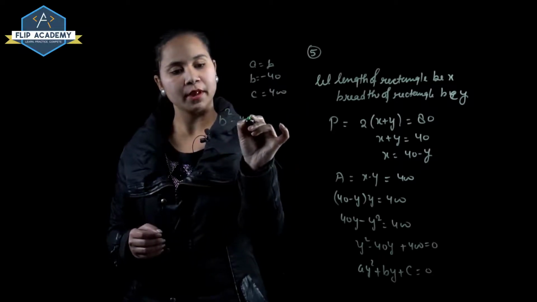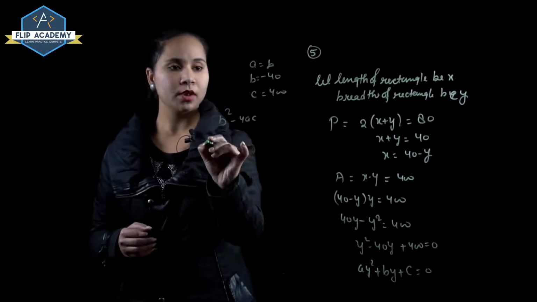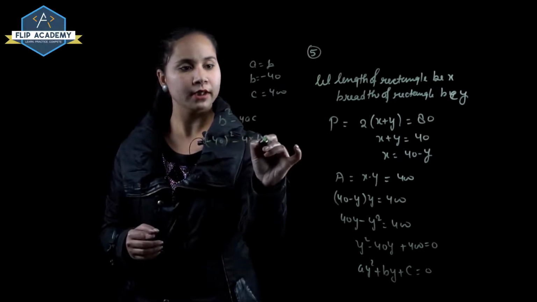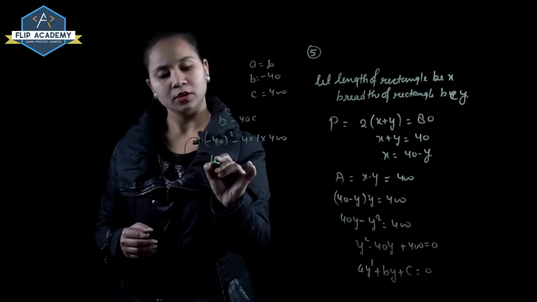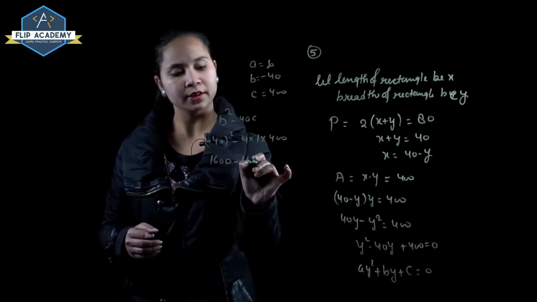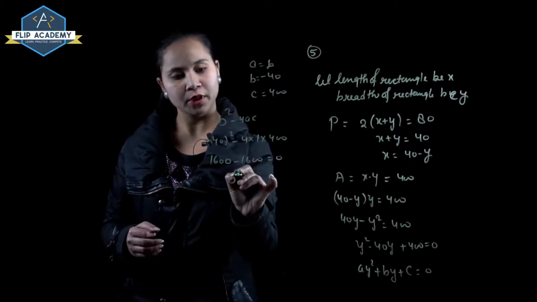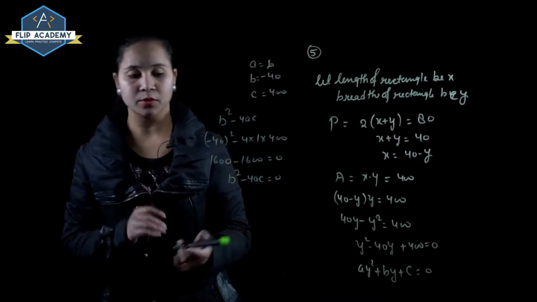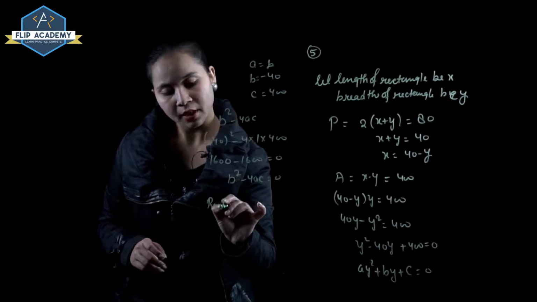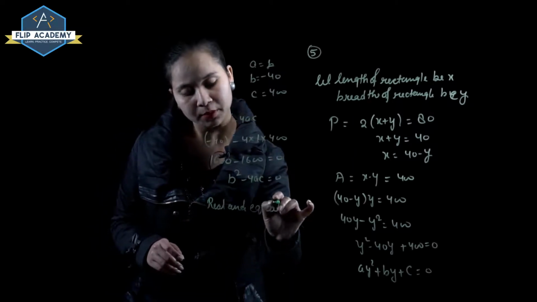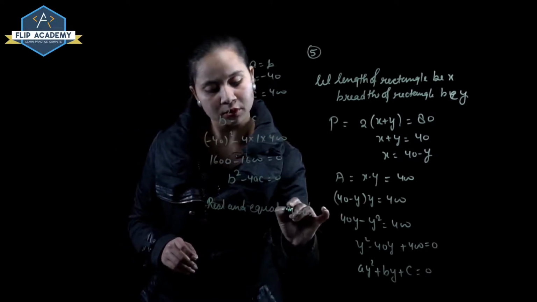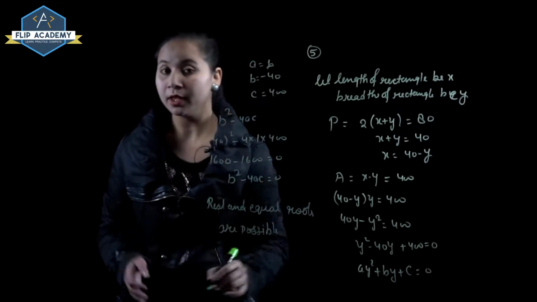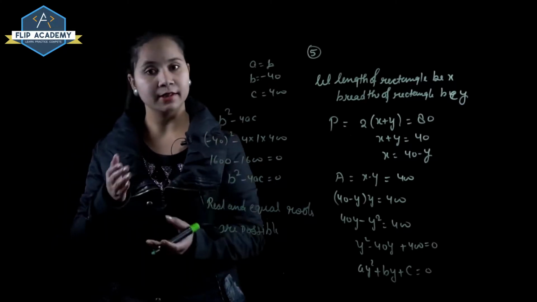Checking b square minus 4ac. B square means minus 40 whole square, minus 4 into the value of a, 1, and the value of c, 400. So it is equal to 1600 minus 1600 equals 0. So b square minus 4ac equals 0. If b square minus 4ac equals 0, it means real and equal roots are possible. Equal roots are possible, it means the situation is possible. If the situation is possible, then find the length and breadth.